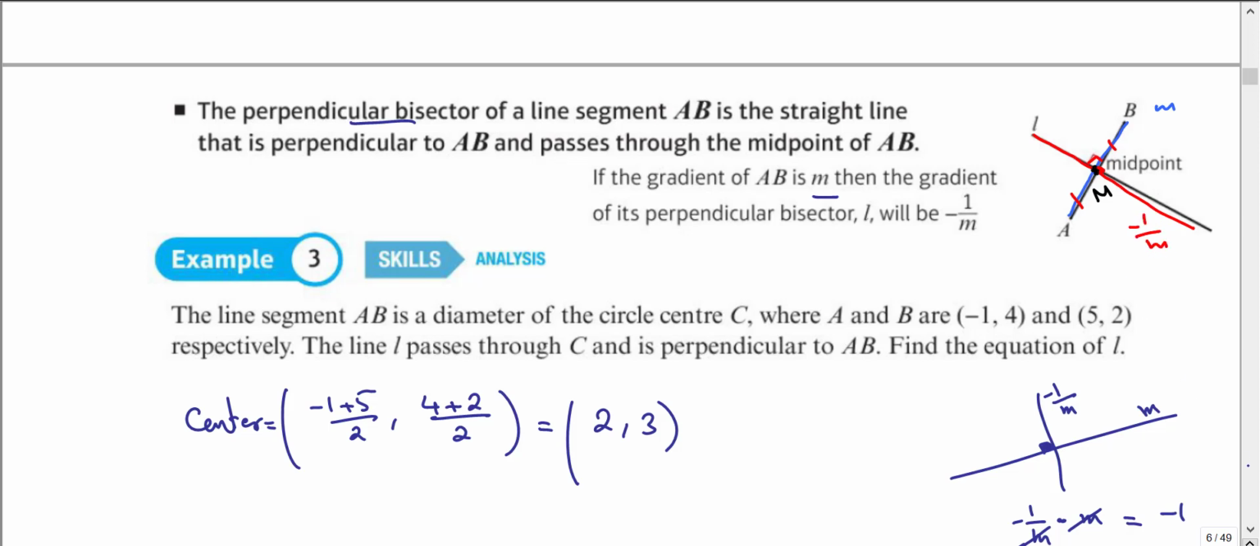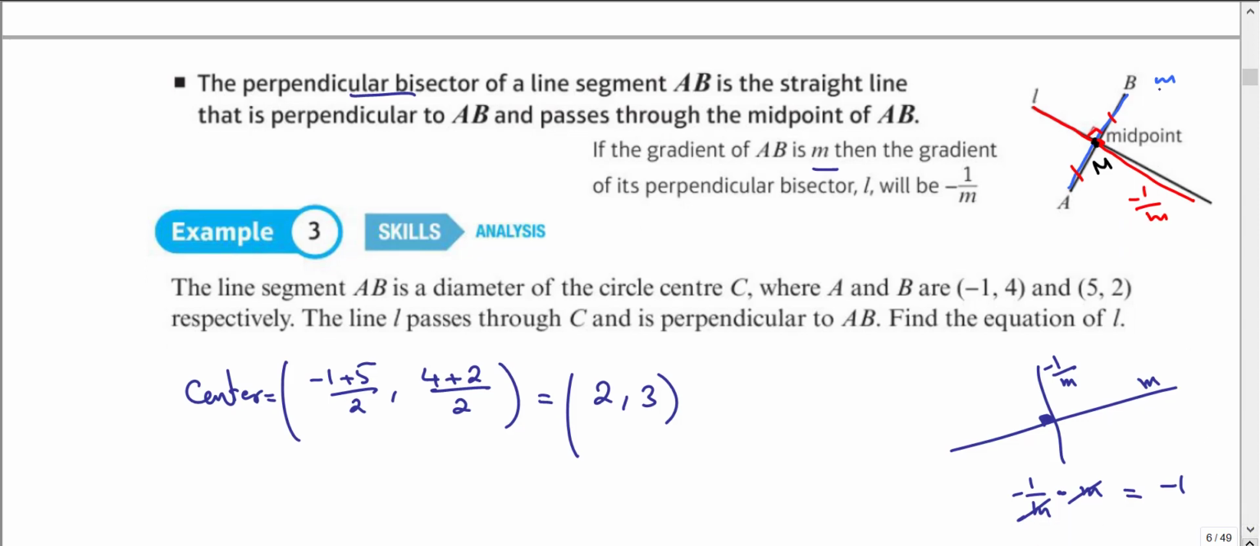Perpendicular lines, you flip the gradient and you change the sign. And if you multiply the two gradients, because these are two perpendicular lines, if you multiply the two gradients m and negative 1 over m, the answer is always negative 1.